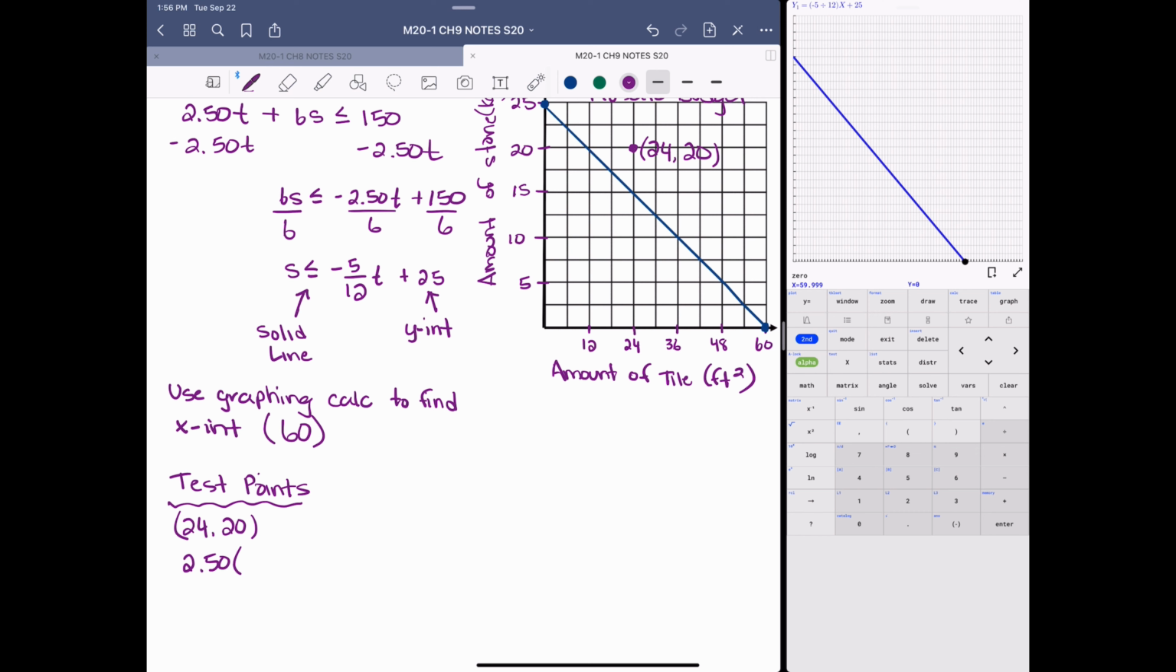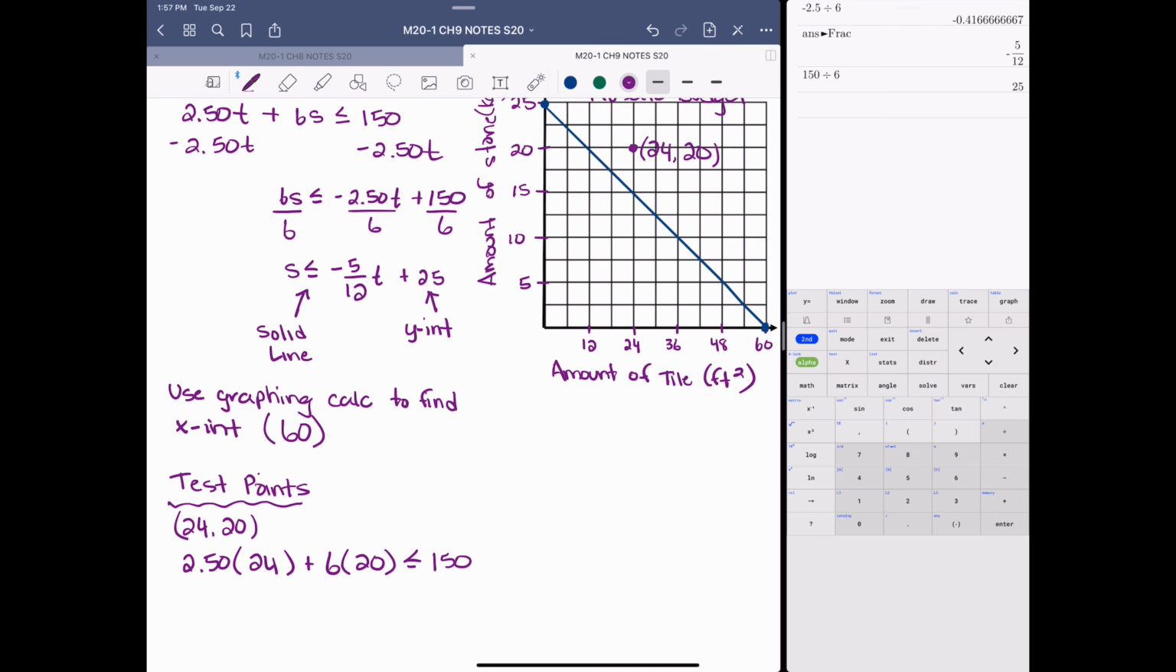2.50 times our number of tile, which was 24, plus 6 times our amount of stone, which was 20, less than or equal to 150. Let's calculate the left side, getting out of the graph back to the calculator. 2.5 times 24 plus 6 times 20 is 180. 180 less than or equal to 150. Is that true? No, 180 is greater than 150.